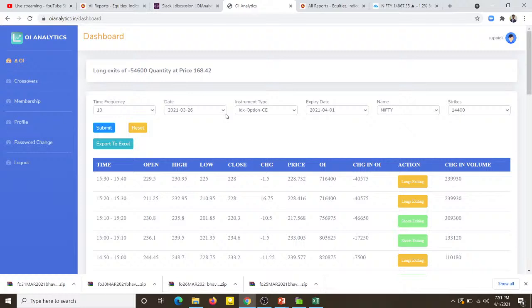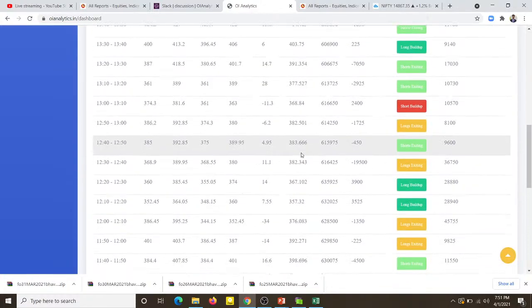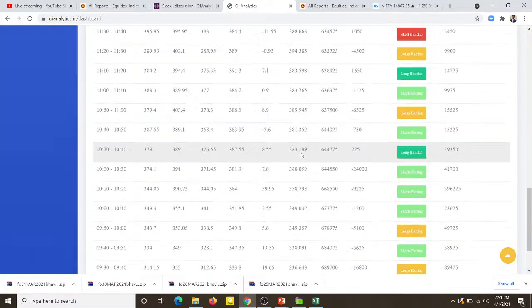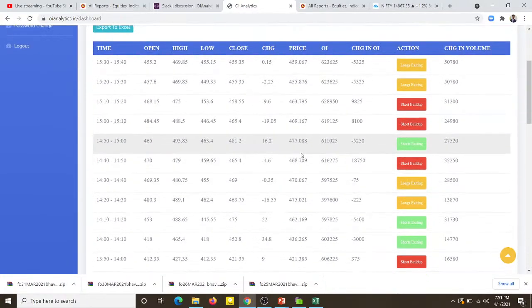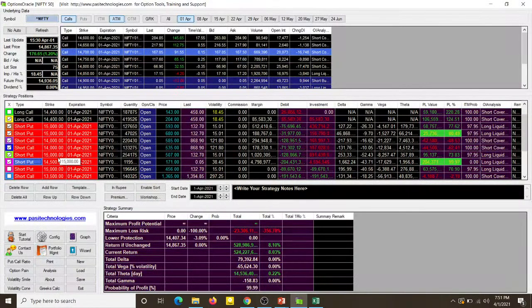So let's look at 14,400 call itself of 30th. Okay, there are 90,000 exits, but that is net. Let's see if any big exits. Okay, so we'll have to take 94 total. There are no big exits that you can see. So 92,000, that's what we can see. So we'll make it 319, right? 319, 525. I'm just approximating it. Nothing really changes because of this.